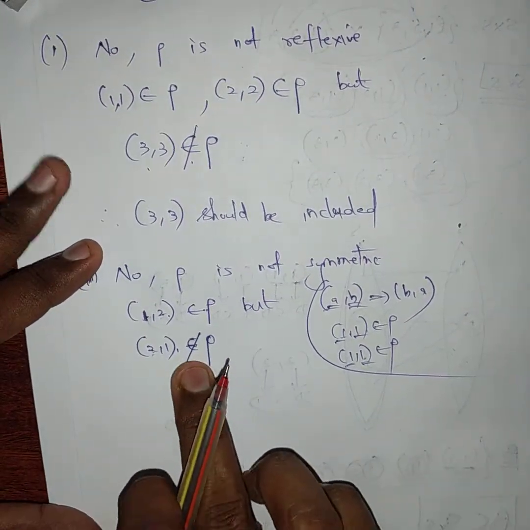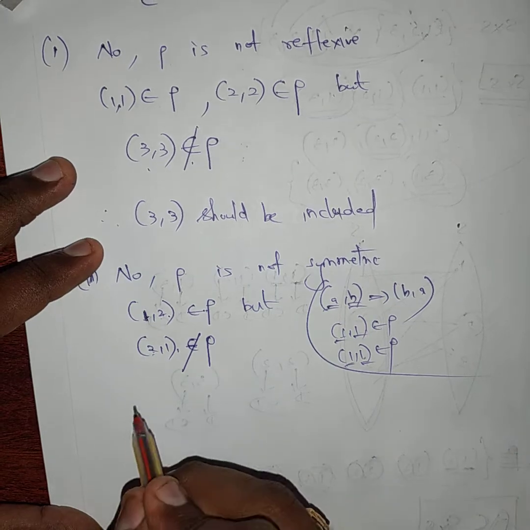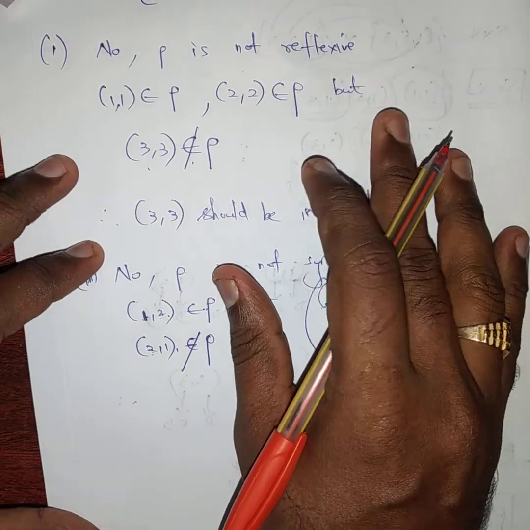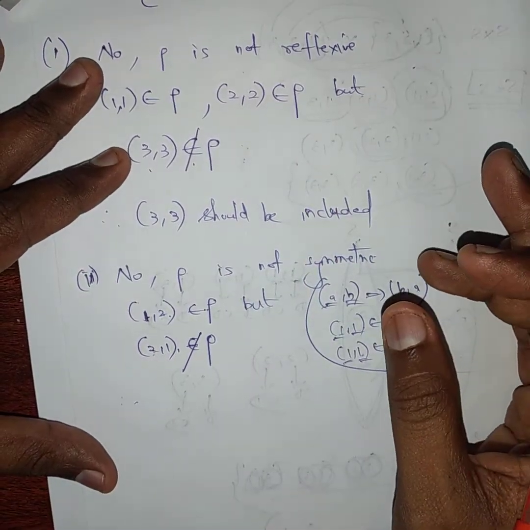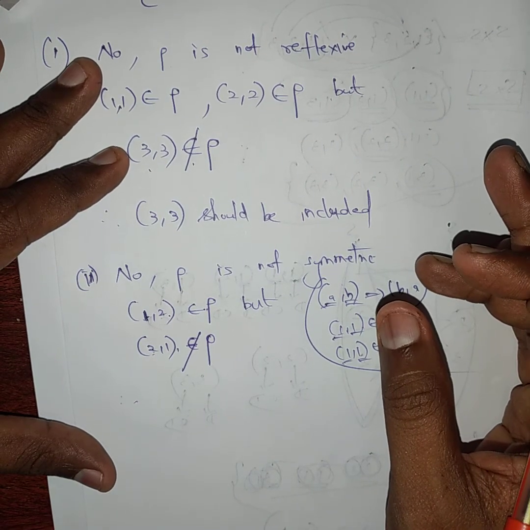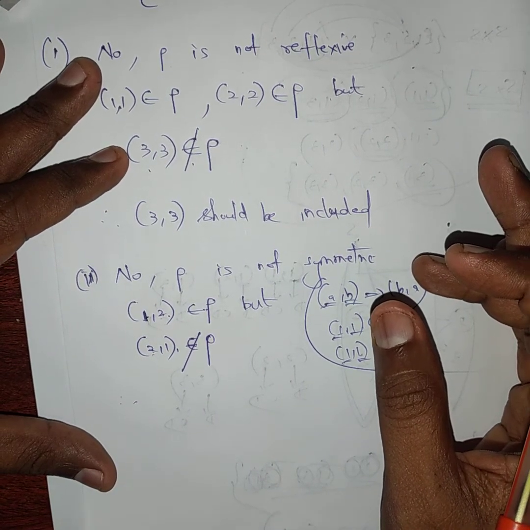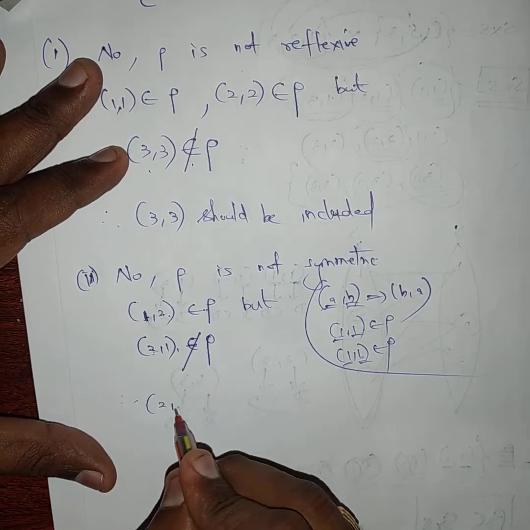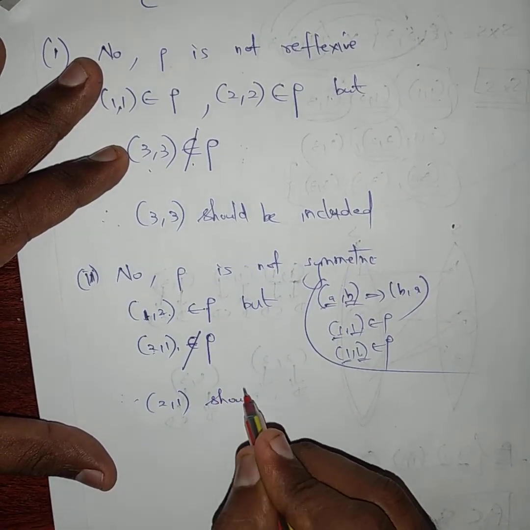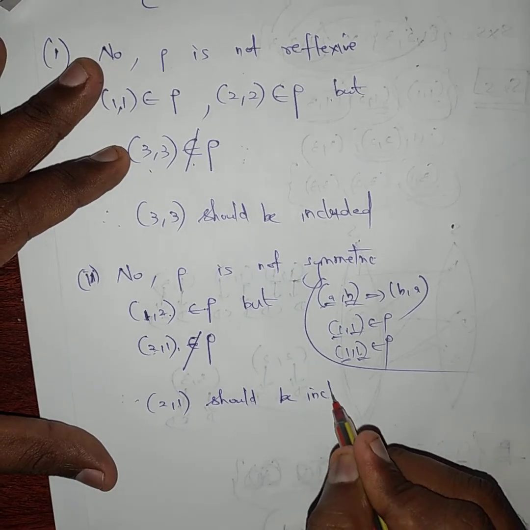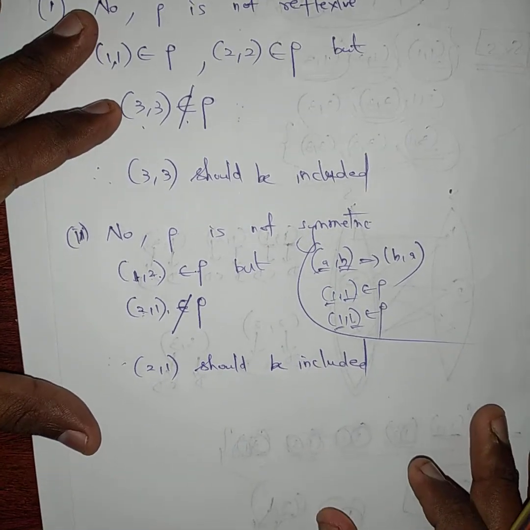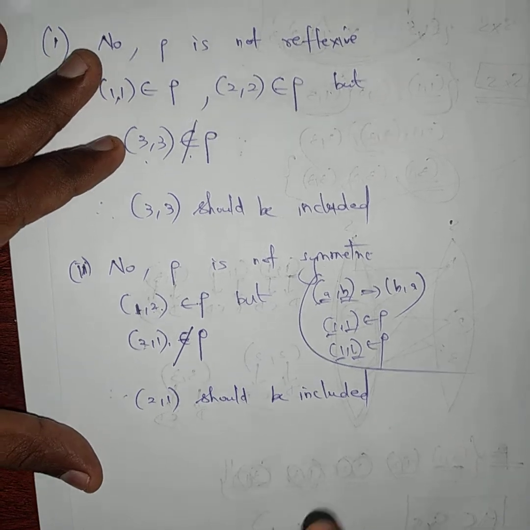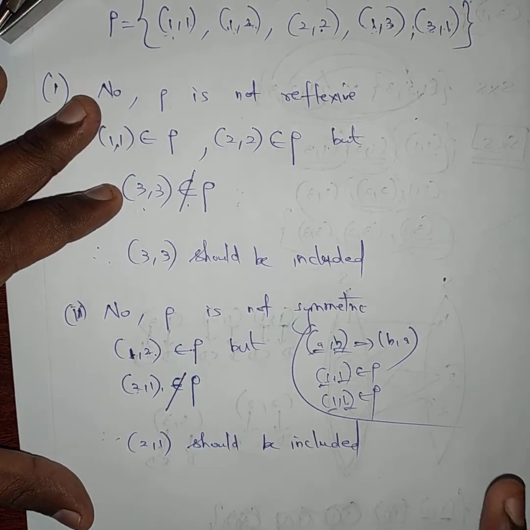Since this is the reason for R is not symmetric, what should be included? They will ask the next question: ordered pairs to be included. If you state the reason, write the minimum number of ordered pairs to be included for R to be symmetric. What should be included? 2 comma 1 should be included. For what? To make R symmetric.